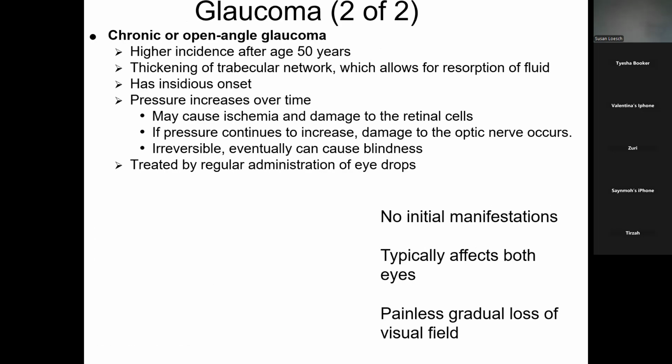With chronic glaucoma, this is sometimes called wide angle or open angle. It's a degenerative disorder in older adults. Here, the trabecular network and the canal of Schlemm become obstructed. The outflow of aqueous humor gradually diminishes. The intraocular pressure will increase slowly and asymptomatically, so no pain here.